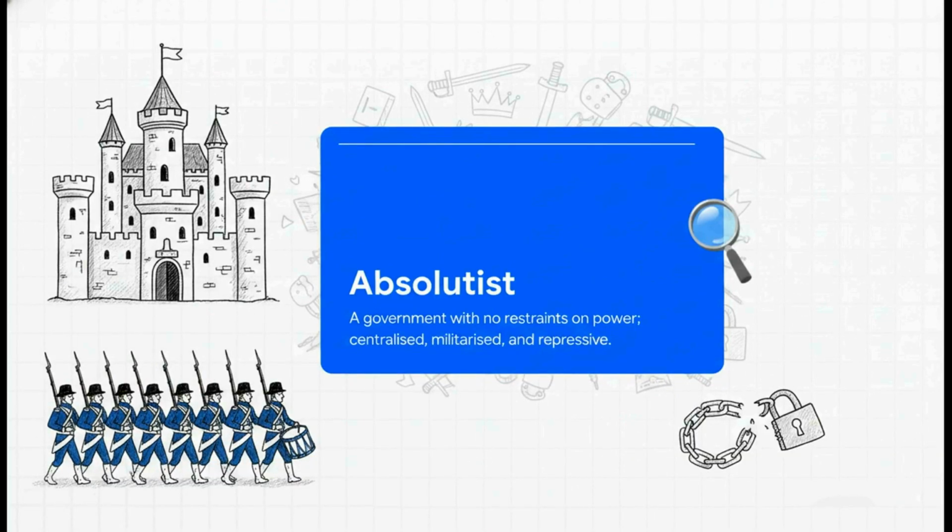And why was it so unlikely? Well, because of a harsh reality called absolutism. This defines exactly what Sorrieu was painting against. An absolutist government is a system of rule that has literally zero restraints on its power. Think of the massively powerful monarchies of Europe back then. They were highly centralized, heavily militarized, and deeply repressive. These were the exact institutions whose crowns lay shattered on the ground in that artwork we just looked at.